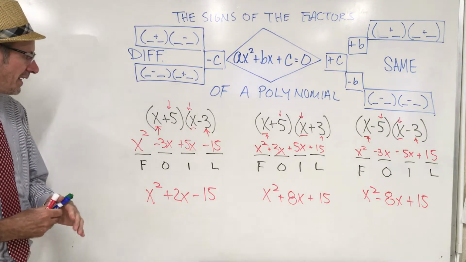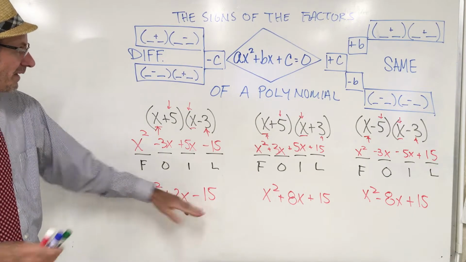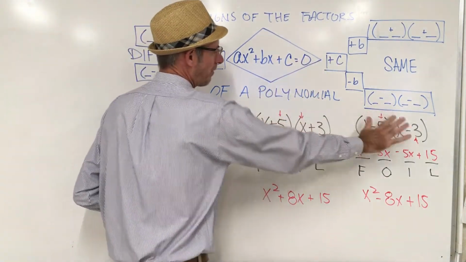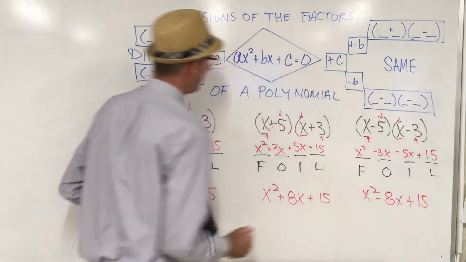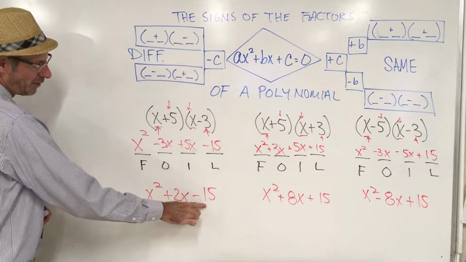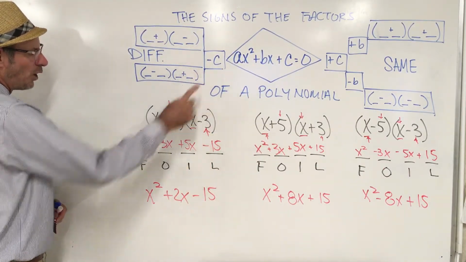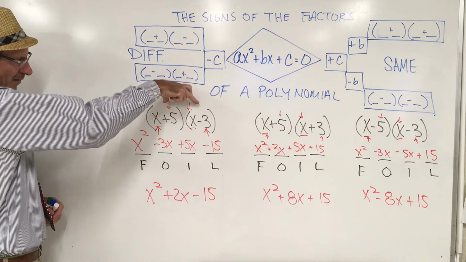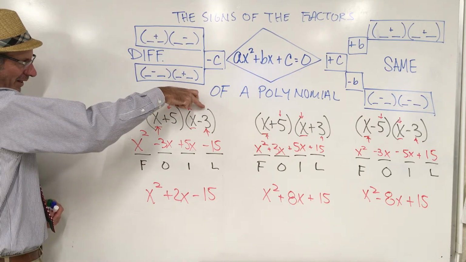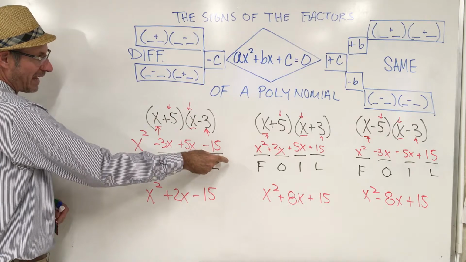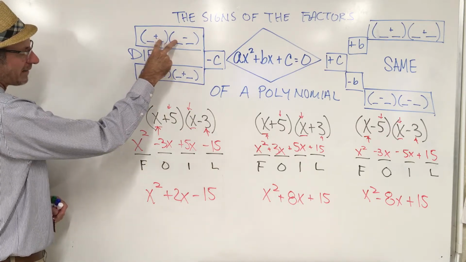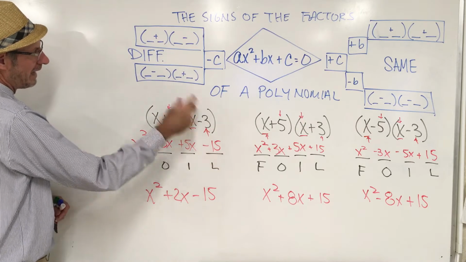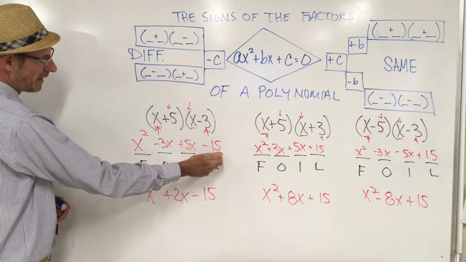So now we can see our C value is negative. So over here we were dealing with problems where the C value is positive. Positive 15, positive 15. But now our C value is negative, negative 15. Well, the only way to multiply the lasts together and get a negative 15 for the answer is if the signs are different. If these were both positives, we would get a positive 15. If these were both negatives, we would get a positive 15.